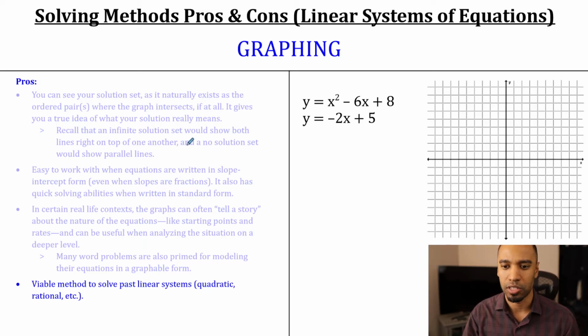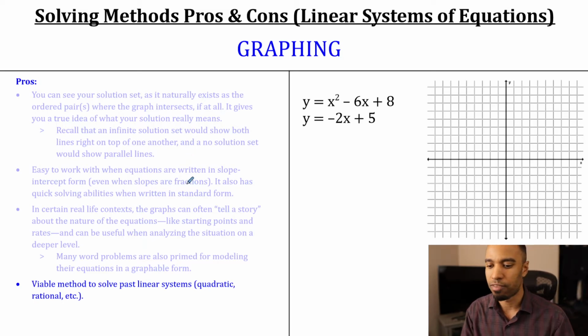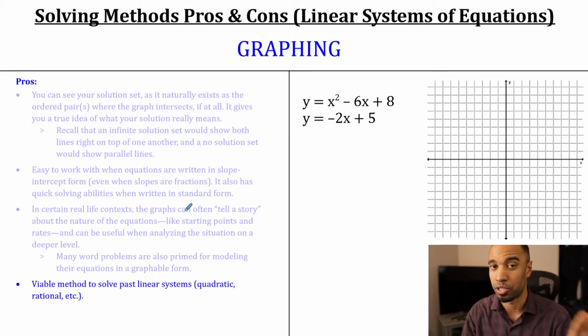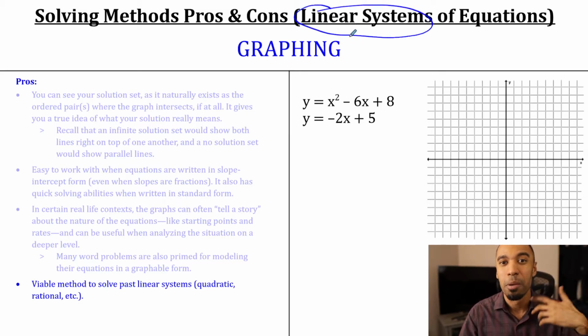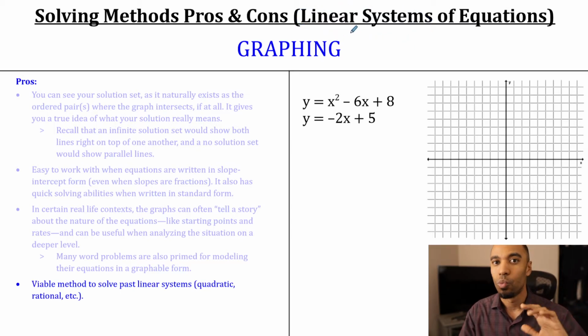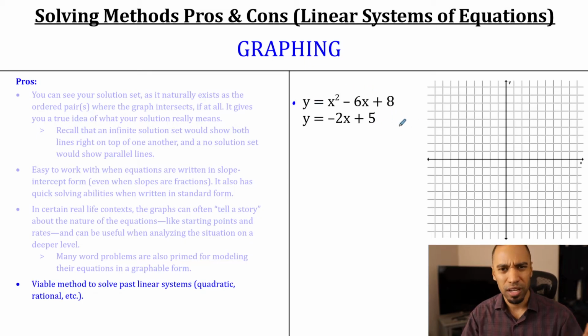And the last one I want to talk about for a pro here is the viable method to solve past linear systems. Now, I want to let you know right now, this has to do with linear systems right here. But just going into the future, we are not going to limit ourselves to linear systems in scope. You might not know how to graph these two right here, especially if you're an Algebra 1 person, because I already know what the solution set looks like.